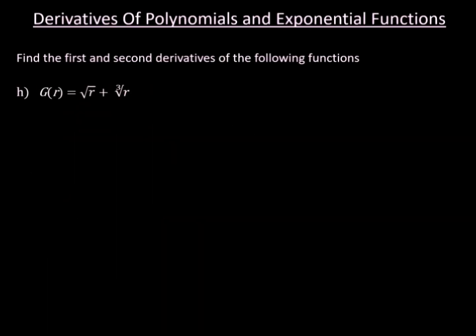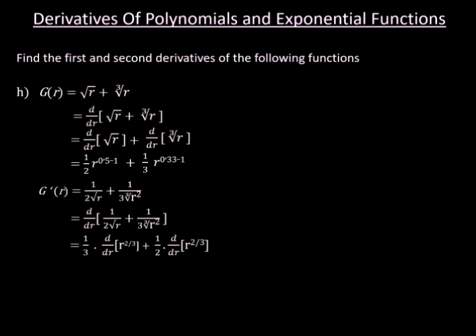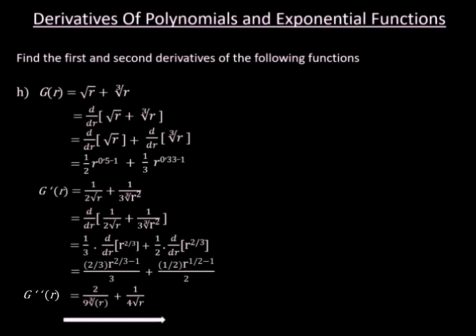Now, h. Square root of r plus cube root of r. We first add the derivative notations. We then differentiate summands separately and pull out constant factors. We apply the power rule and simplify to get our first derivative, which is 1 over 2 times the square root of r plus 1 over 3 times the cube root of r squared. Now we need to find the second derivative. We add derivative notations again. Then pull out constant factors and apply the power rule. We then simplify. Then we finally get 2 over 9 times cube root of r plus 1 over 4 times the square root of r. And this is our second derivative for h.